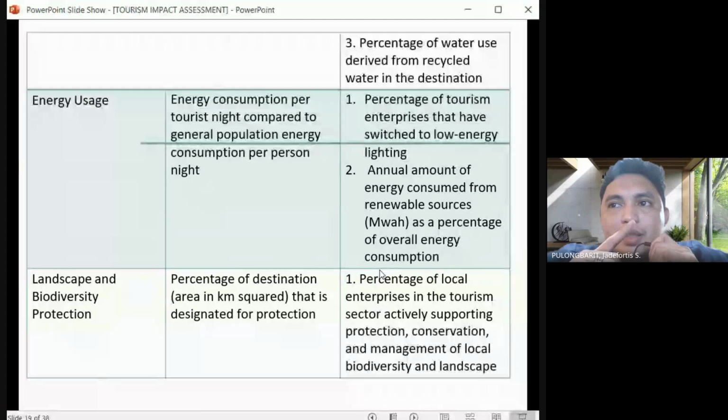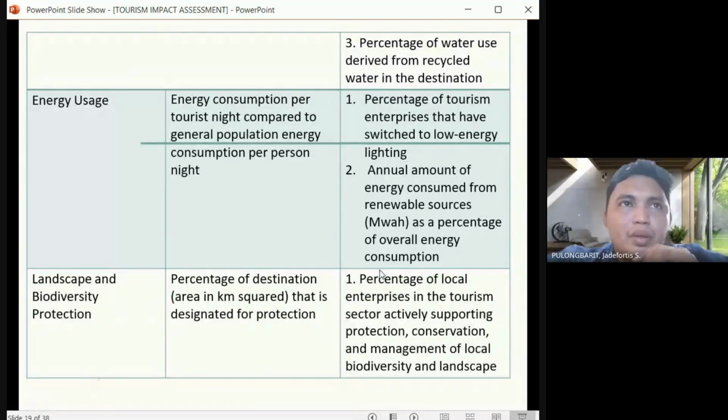Next criteria is energy usage, to determine the energy consumption per tourist night compared to general population energy consumption per person night. The optional one is to determine the percentage of tourism enterprises that have switched to low energy lighting. Another one: annual amount of energy consumed from renewable sources as a percentage of overall energy consumption.